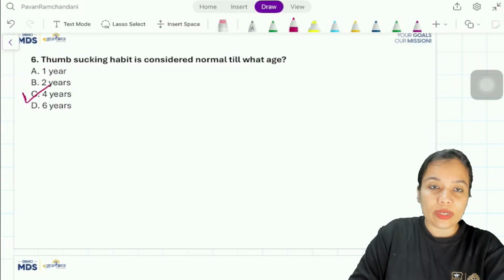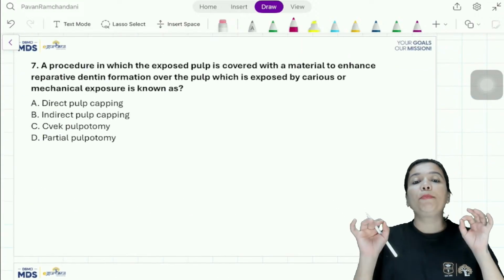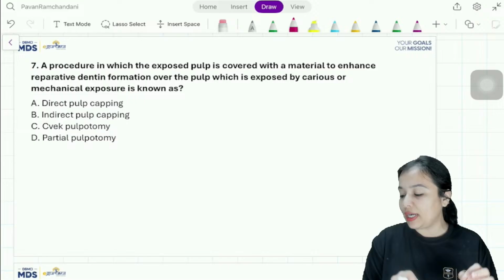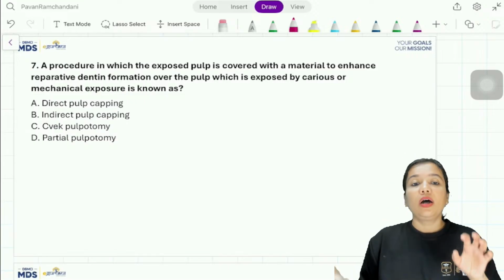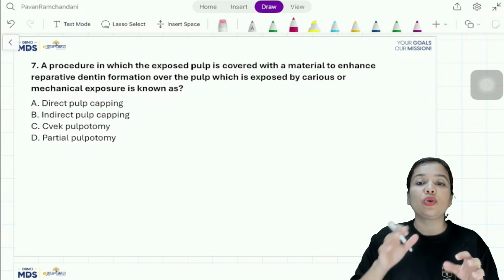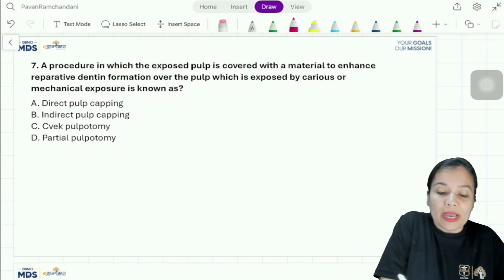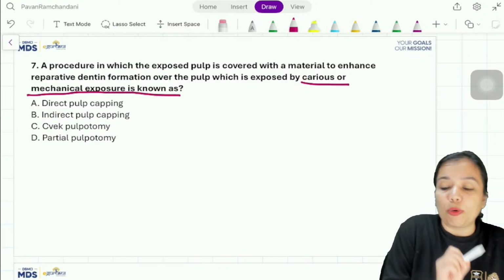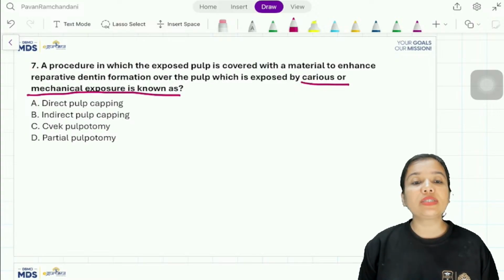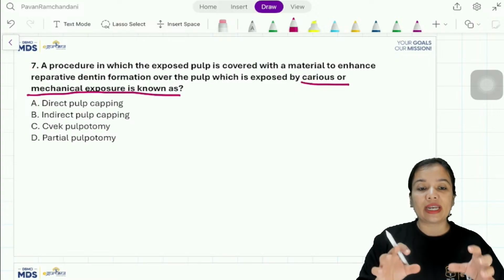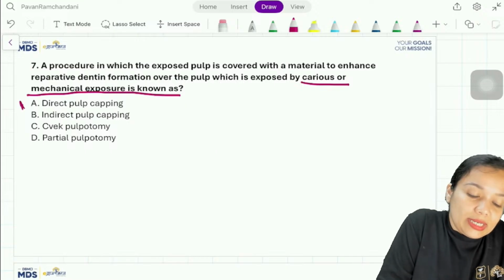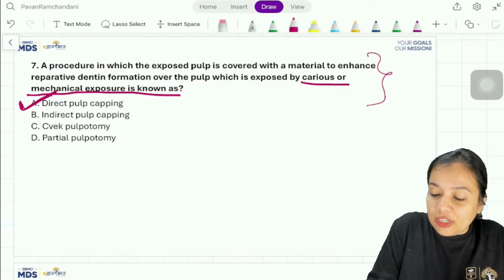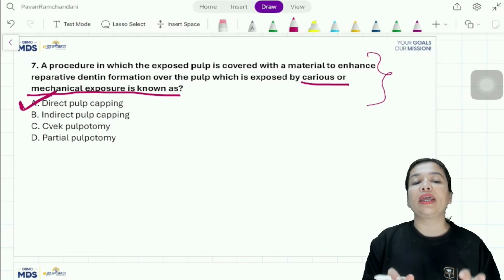Okay. The next question, that is question number 7, is a procedure in which the exposed pulp is covered with a material to enhance reparative dentine formation over the pulp, which is exposed by caries or mechanical exposure. So what will it be called? It is direct pulp capping. Okay, so there is a mechanical exposure, the pulp is exposed and it is covered with them. So this entire definition is the definition given for direct pulp capping.